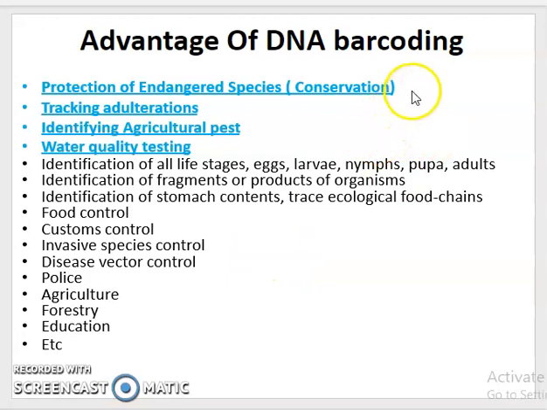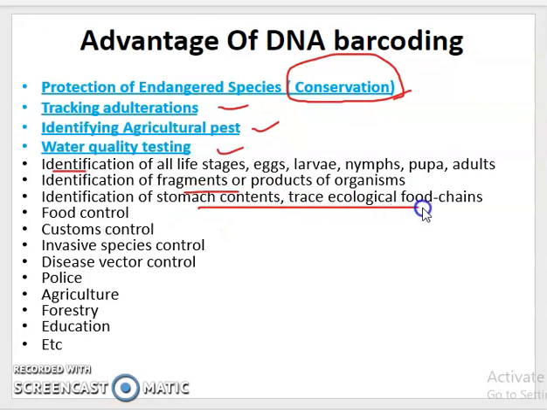We have just discussed the advantages, but barcoding is still very important when we look into conservation strategies. We are able to protect and conserve endangered species, track adulterations, and identify agricultural pests. Water quality can be tested using barcoding techniques. We are able to identify all stages of life, that is egg, larva, nymph, pupa, adult, and even from fragments we can identify the organism. From stomach contents, tracing the ecological food chain, we are able to identify specimens. We can use it in food control, customs control, invasive species control, disease vector control, forensics, forestry, agriculture, education, in almost all fields of science.